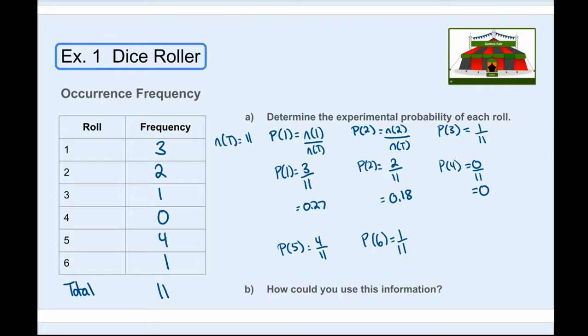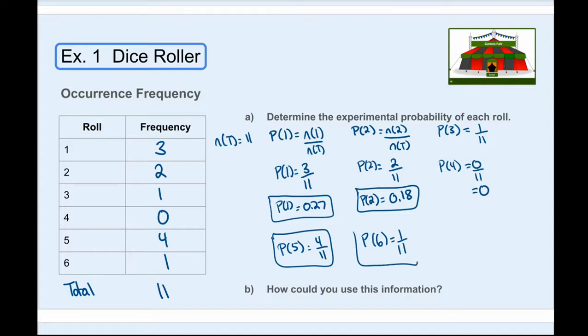Well, if we only win when we roll a 6, we would use this information to see, is it likely that I'm going to win? Based on what I've rolled, is it likely that I'm going to win? And you could look at your probabilities for each one, and you would probably say that, you know what, it's not likely that I'm going to win, so maybe I'm not going to play this game. So that's what you're going to use the probabilities for.